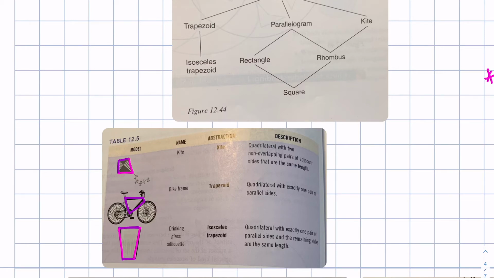Great, and based off this diagram too, I should point out the set of kites and parallelograms aren't exactly disjoint, because a rhombus is definitely a parallelogram. We've talked about that before, but a rhombus is also a kite.